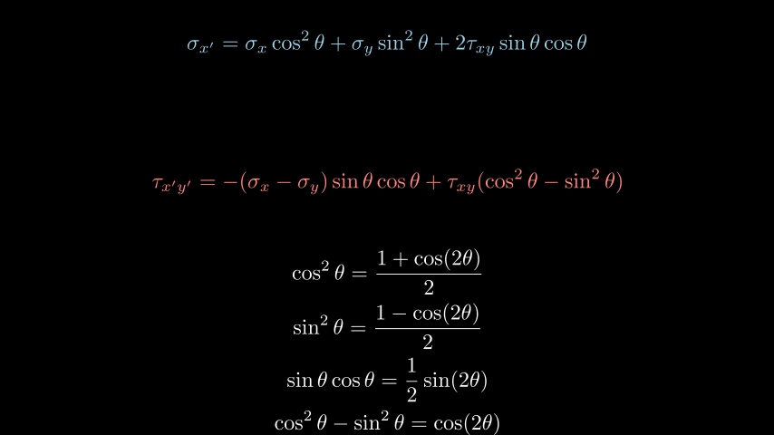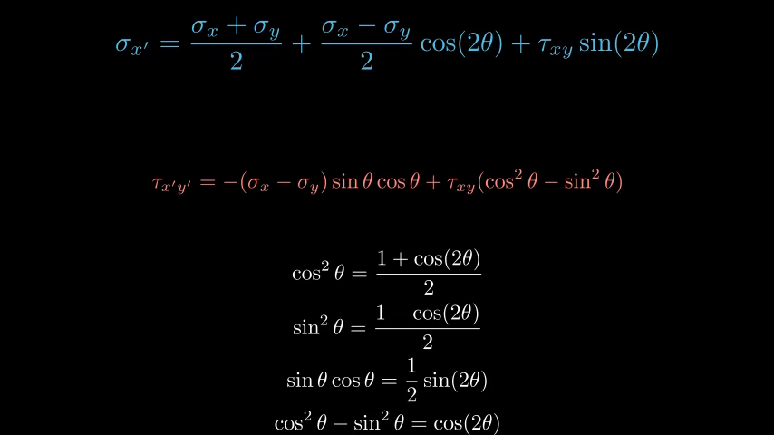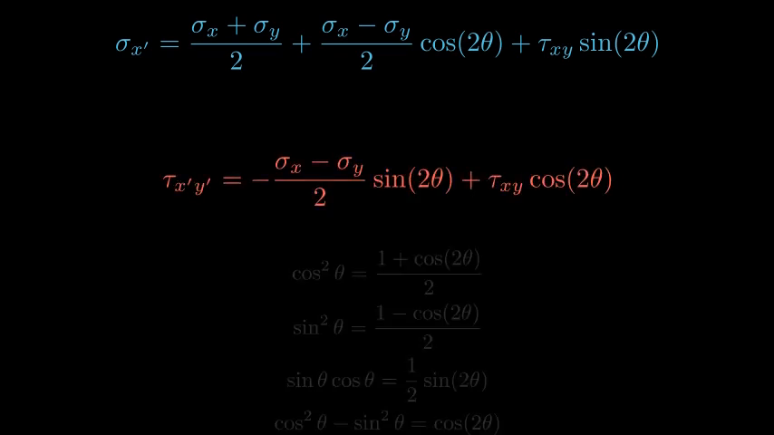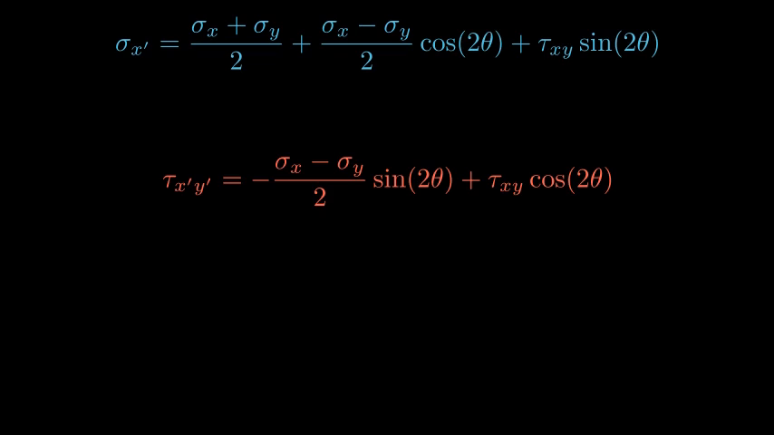The key is to use these double angle identities from trigonometry to replace the squared terms and products of sine and cosine. When we substitute these identities into our normal stress equation and regroup the terms, we get this result. This is the first of our two final transformation equations. Notice how it's now in terms of 2 theta. And we do the same for the shear stress equation. The substitution gives us this much cleaner second equation. Together, these are the general plane stress transformation equations.